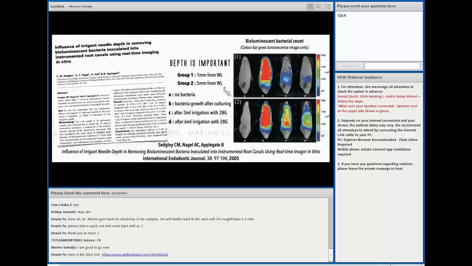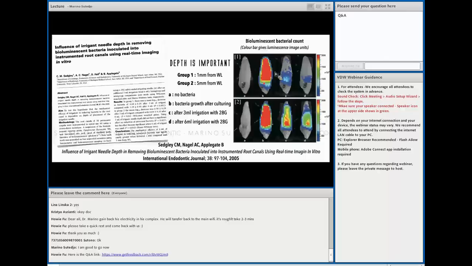And then from these two groups, they divided into four subgroups. Group A, the tooth as a control group, means there is no bacteria. And the second subgroup, group B, is a tooth in which they grew bacteria after culturing. As you can see here, the color is so red. It means the bacteria count is high. It means all the bacteria are there.